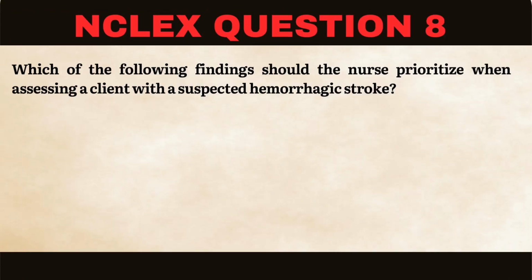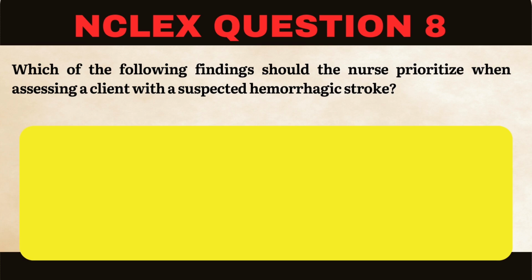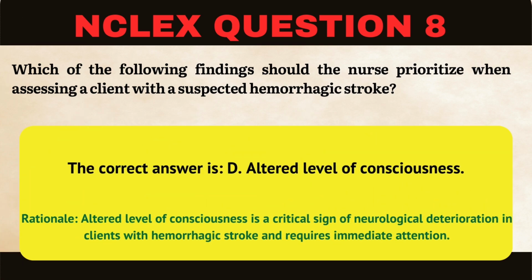Which of the following findings should the nurse prioritize when assessing a client with a suspected hemorrhagic stroke? A. Hypertension. B. Bradycardia. C. Hyperglycemia. D. Altered level of consciousness. The correct answer is D. Altered level of consciousness. Rationale: altered level of consciousness is a critical sign of neurological deterioration in clients with hemorrhagic stroke and requires immediate attention.